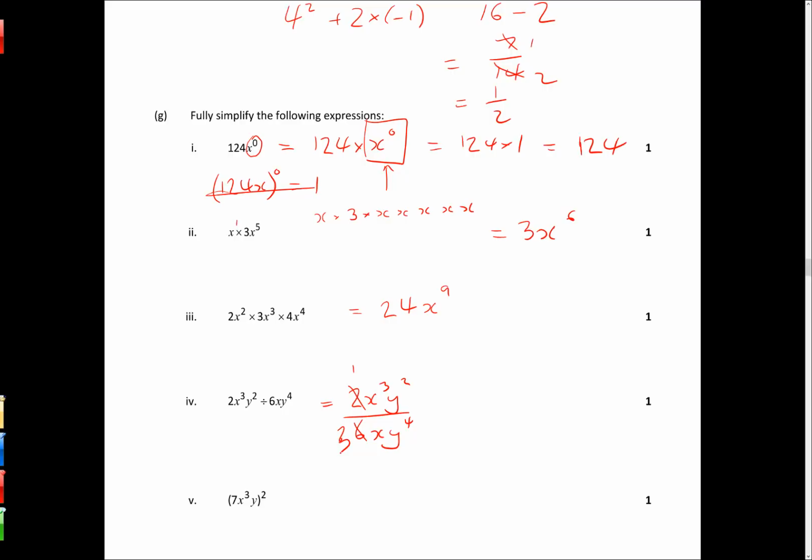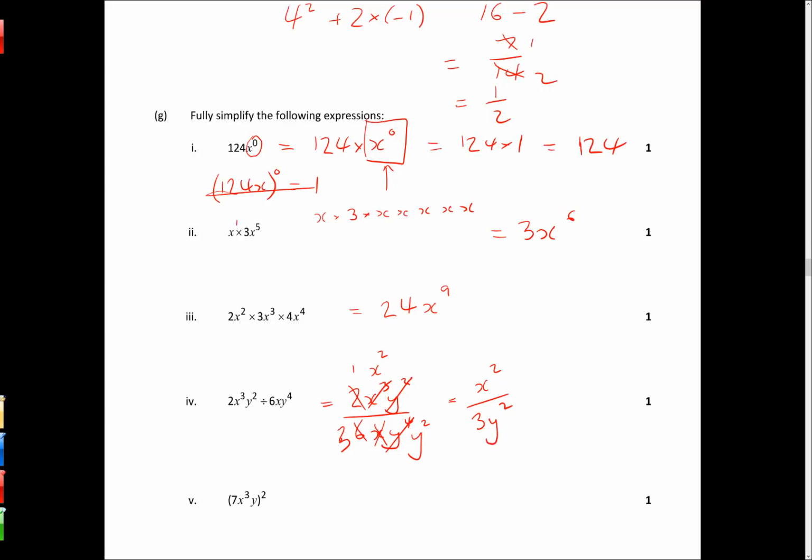I've got an x cubed on the top and an x on the bottom. Think of x cubed as xxx. I've got an xxx on the top and an x on the bottom. Let's get rid of 1x. X cubed becomes x squared. If I've got y squared on the top and y to the 4 on the bottom, let's remove 2 y's. Y squared's gone and y to the 4 becomes y squared. What am I left with? On the top it just says 1 by x squared. On the bottom it says 3 by y squared.